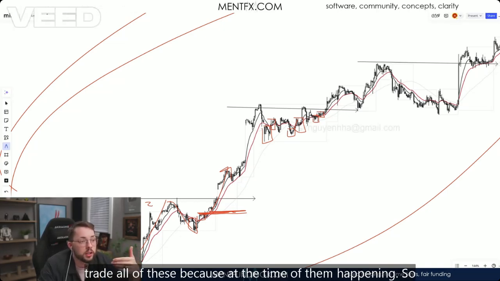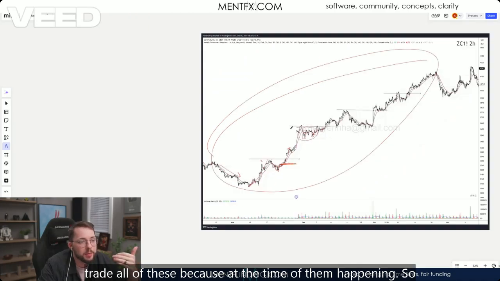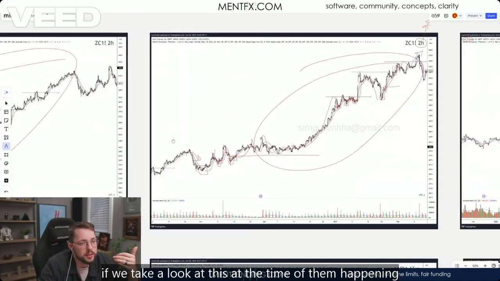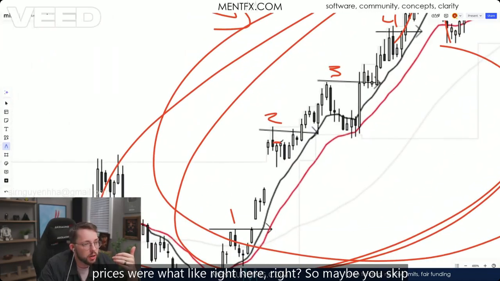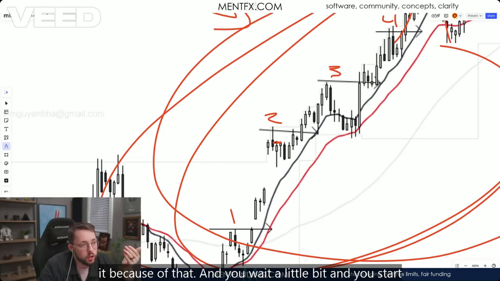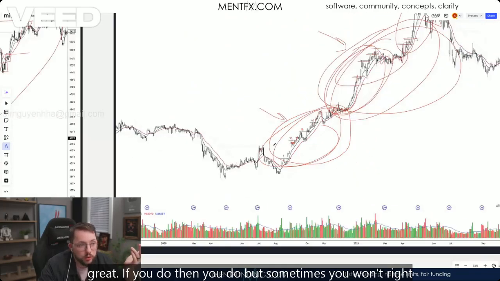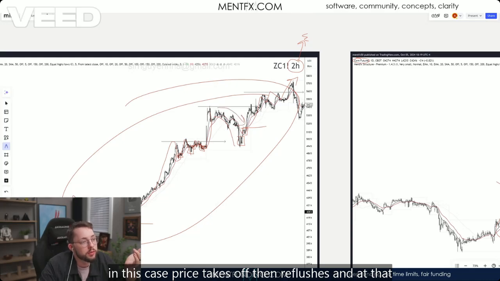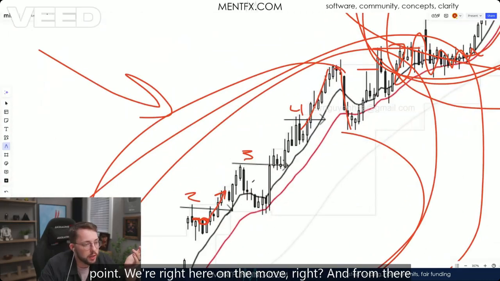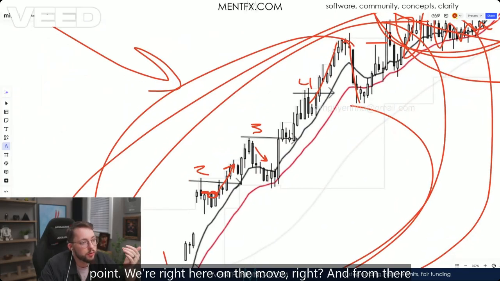Now, you might not necessarily trade all of these, because at the time of them happening, if we take a look at this, prices were like right here. So maybe you skip it because of that and you wait a little bit and then you start trading it around here and you might catch this move. And great, if you do, then you do. But sometimes you won't. In this case, price takes off, then reflushes, and at that point we're right here on the move. And from there, you can flush into that 10, 20, or just 2.